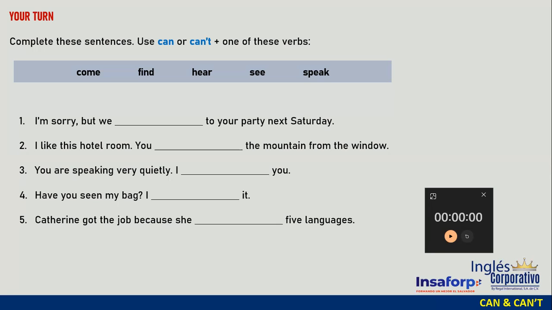I'm sorry, but we cannot come to your party next Saturday. Very good, exactly. You can say, I'm sorry, but we cannot come, or I'm sorry, we can't come to your party next Saturday. Muy bien. Number two, Jasmine.